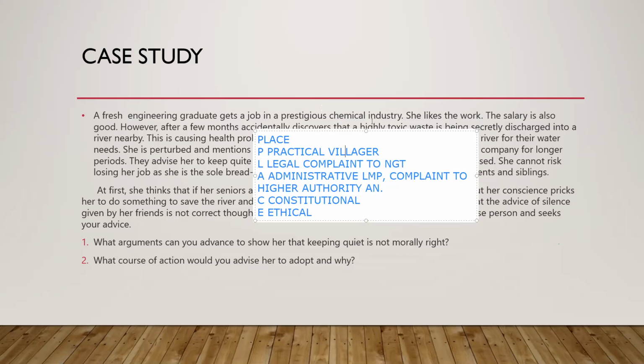NGT will hammer the company, saying look, this is the condition and these are the toxic wastes and they are polluting the river. NGT will send a team to check the pollution level, and it will automatically become news that NGT has summoned that particular company.